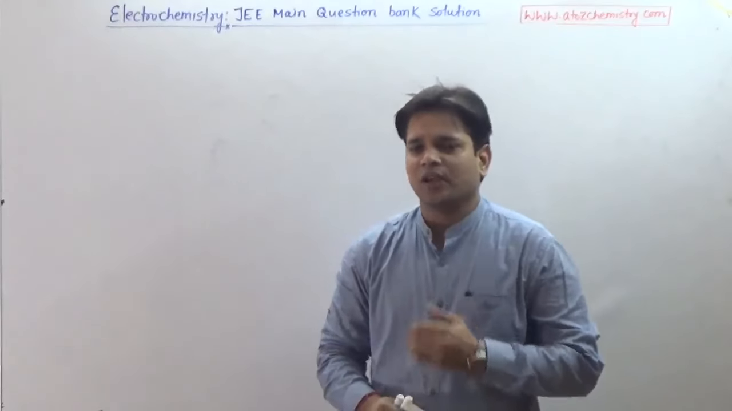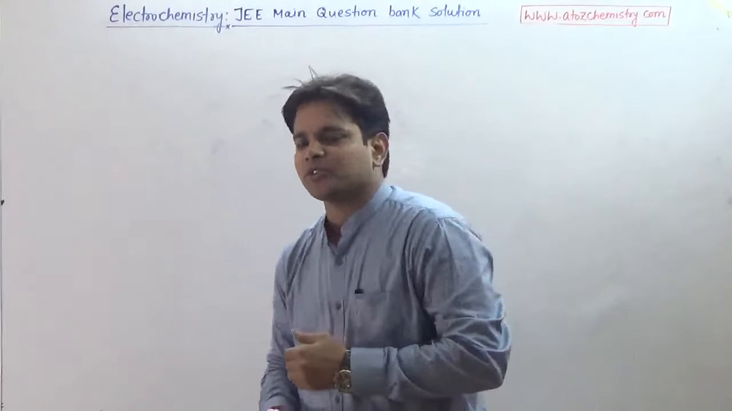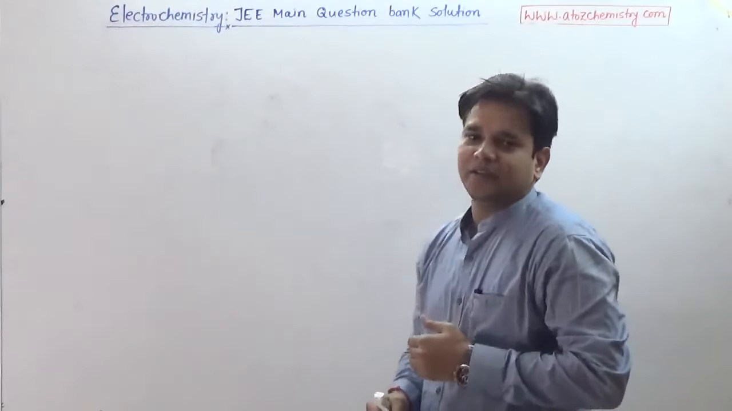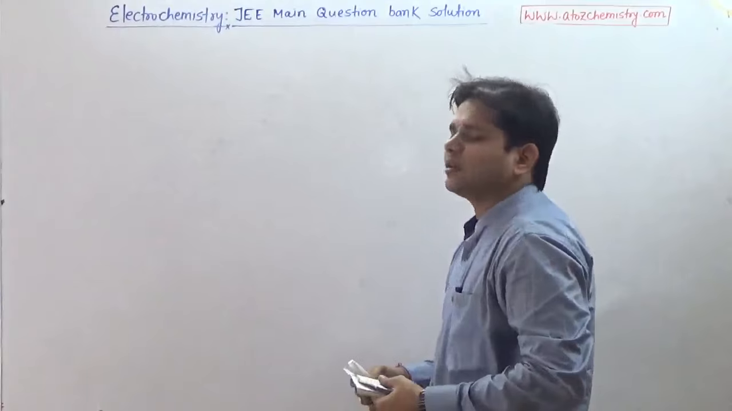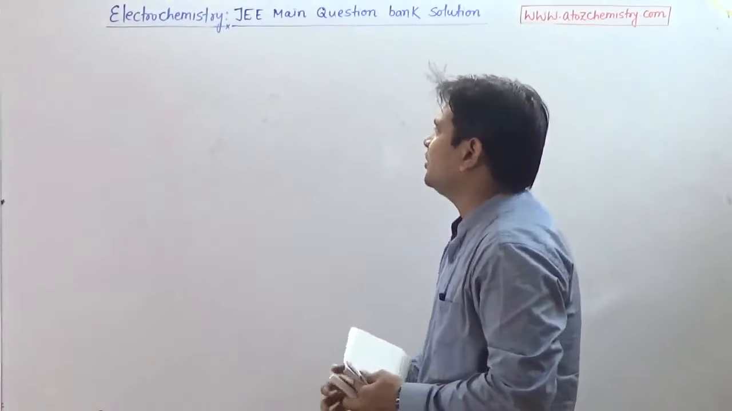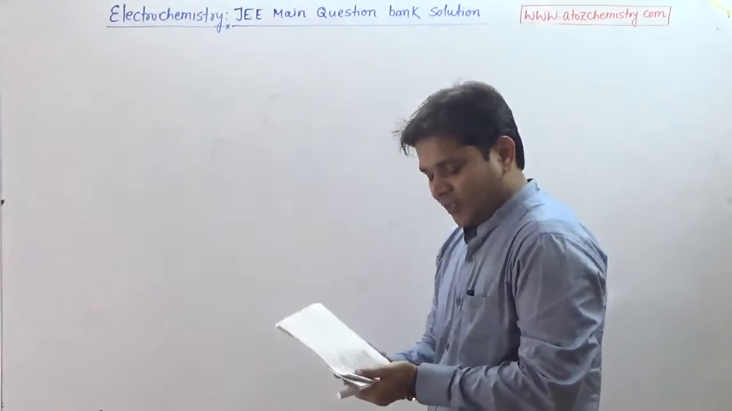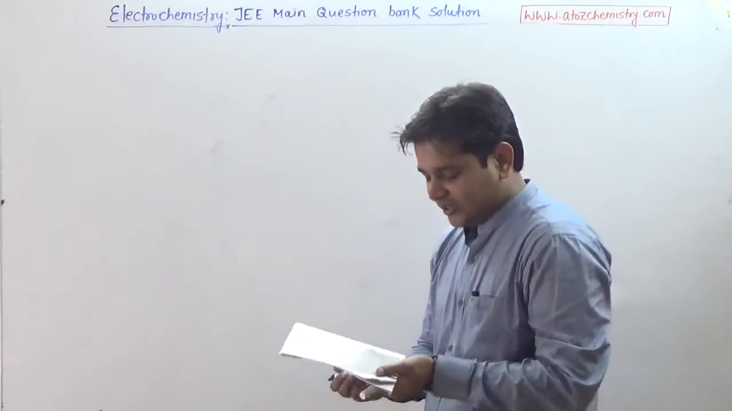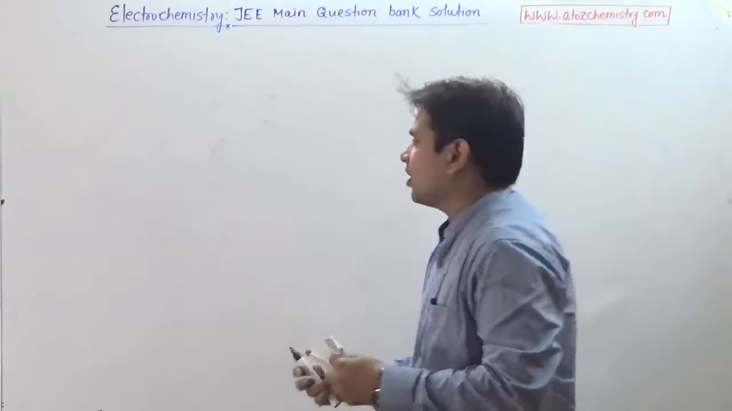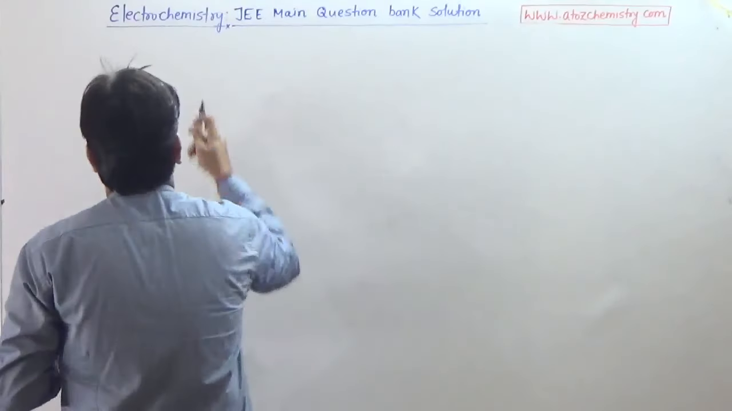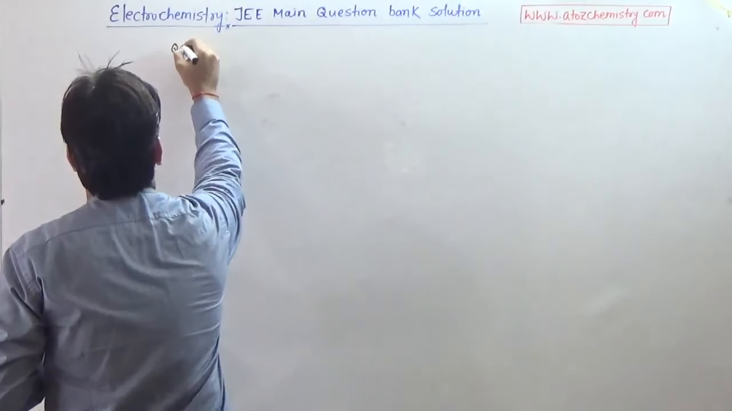In the last class, we solved some problems of electrochemistry that were asked by JEE Main. Now we are going to solve some more problems of electrochemistry which were asked by JEE Main in different years. We have discussed 13 questions in the previous class. Now we are going to discuss the next questions. Question number 14.